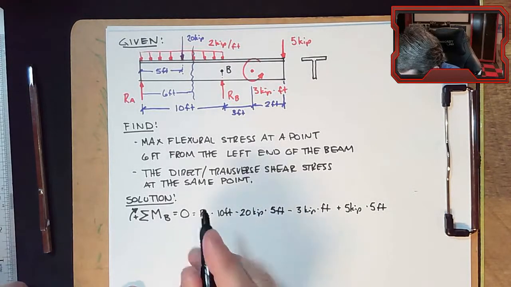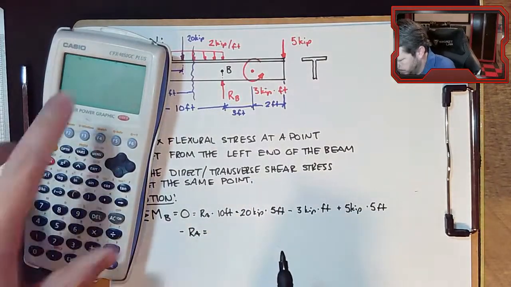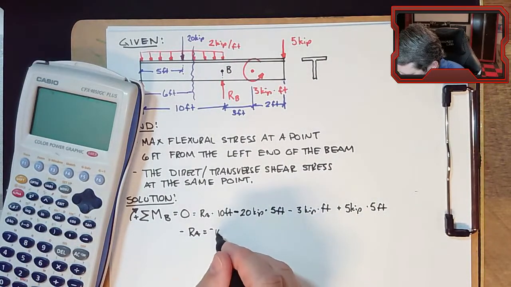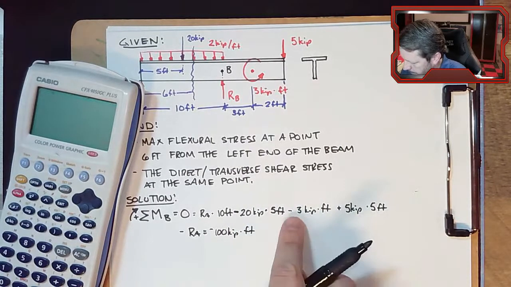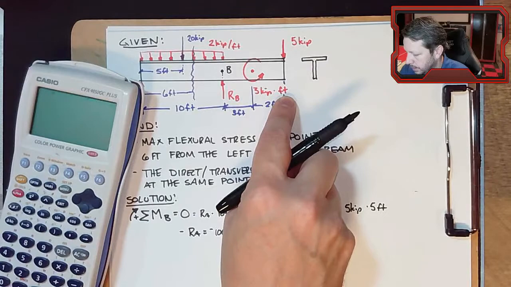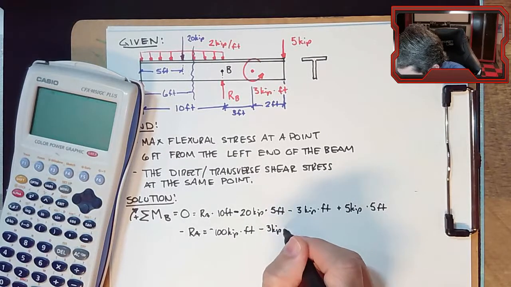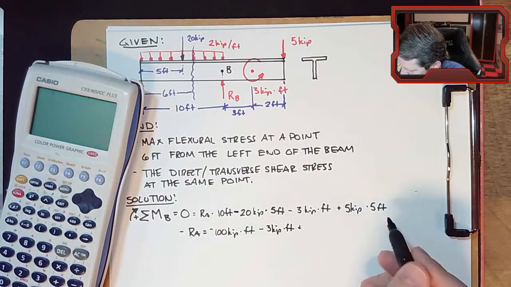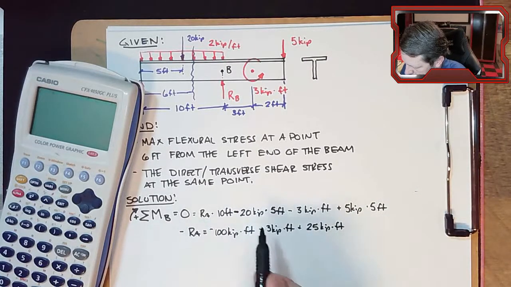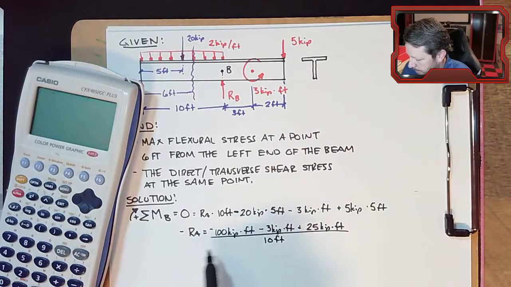So I'm going to move RA to the other side. So minus RA equals, and then we're going to do all this. This is not a negative, that's a times. Or no, that is a negative, sorry. That's a times. So negative 20 times 5 is 100 kip feet. Minus 3 kip feet. This one already has pounds and feet built into it, so I don't multiply times any distance. It's just plus or minus, and in this case it's minus. And then plus 5 times 5, 25 kip feet. And this was RA times 10. I didn't put that. All of this gets divided by that 10 feet. So all the feet cancel out, and I solve for RA.